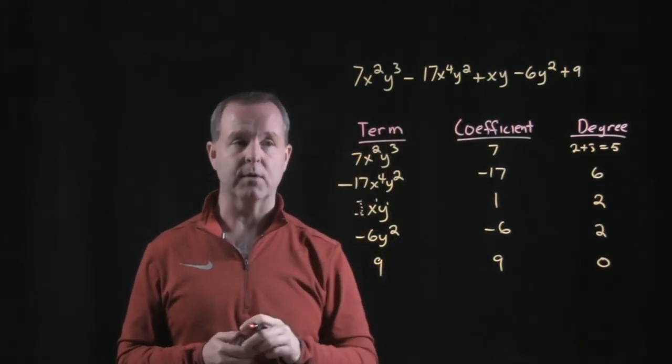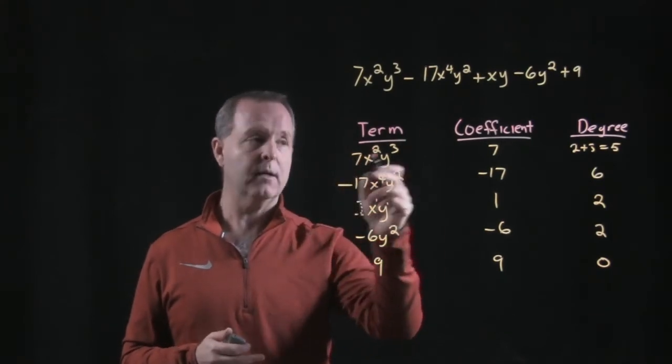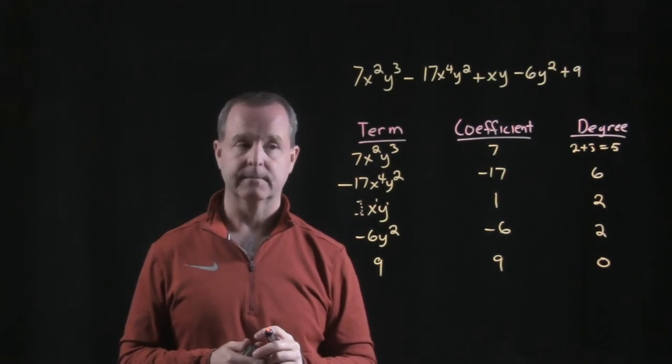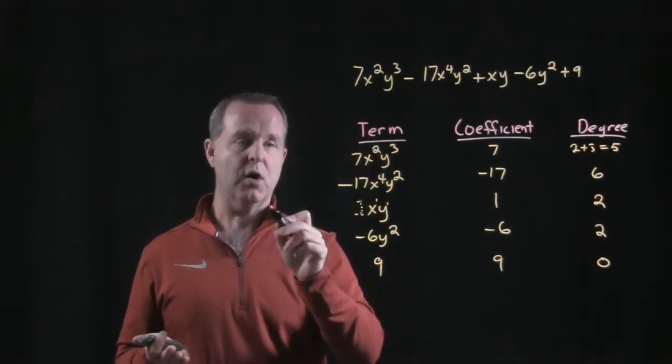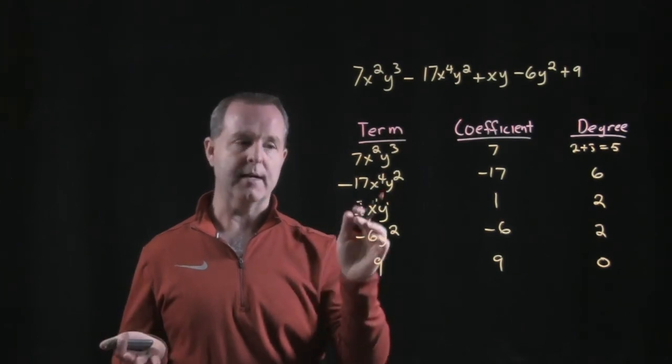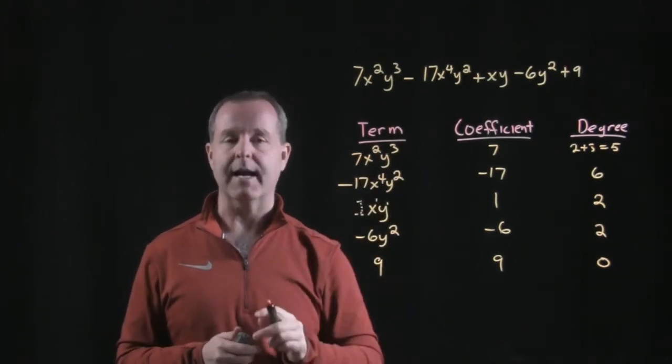So I want you to become comfortable when you're looking at any type of polynomial, including with several variables, how to identify what the terms are, the coefficients are, and the degree of the terms as well. Now, also, I think you've noticed that all these terms are unlike terms. And that's important to identify that these are unlike terms as well.